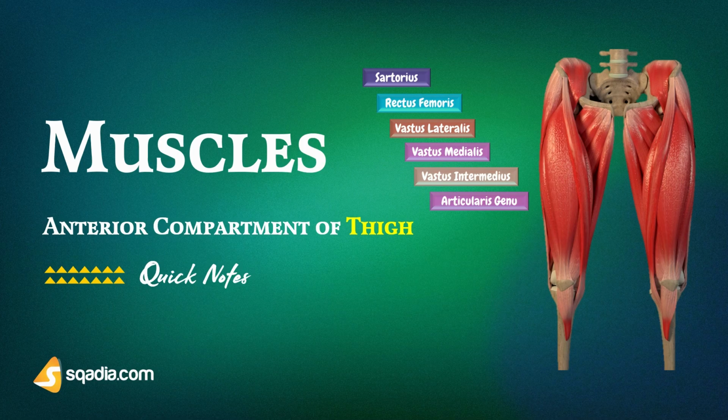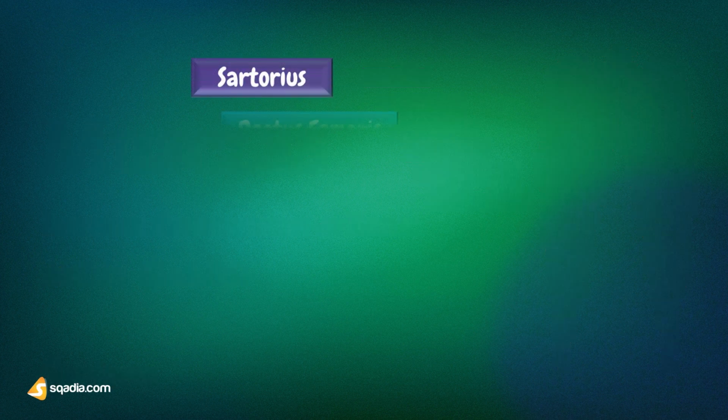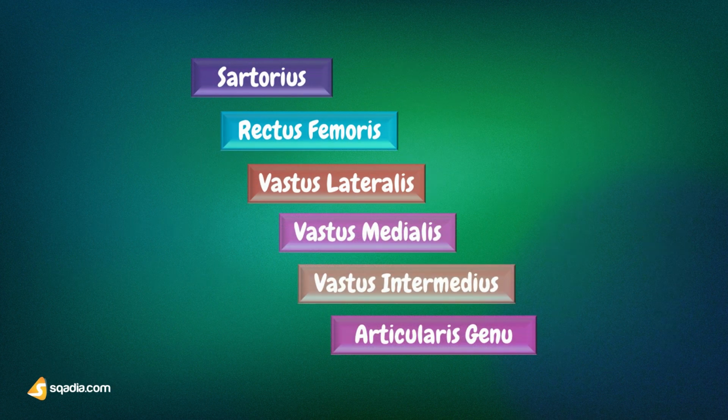As the deep fascia of the thigh divided the region into compartments, we will now look at the muscles in the anterior compartment of the thigh. The muscles of the anterior compartment of the thigh are the sartorius, the quadriceps femoris, which comprises the rectus femoris, vastus medialis, vastus intermedius, and vastus lateralis. We will talk about these muscles, their origin, and insertion one by one along with other muscles that are found in the region of the thigh.